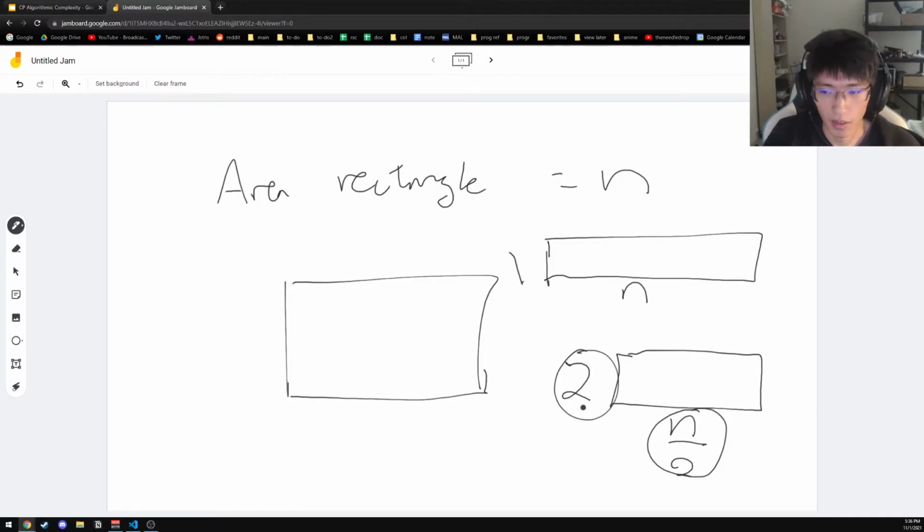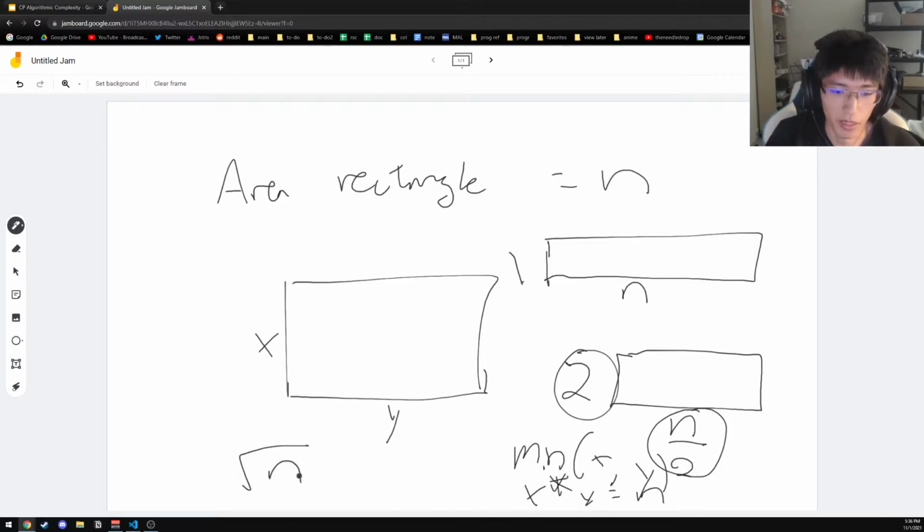So the minimum of x and y, where x times y is equal to n, is maximized when both are the square root of n. It might take a little bit of thinking about, but think about area: if you want to minimize the amount of fencing, or the circumference, that might be one way to think about it. The largest number that you can get is going to be root n.